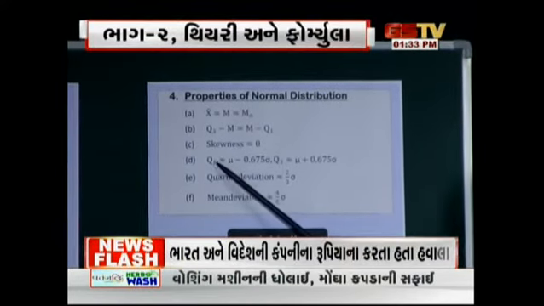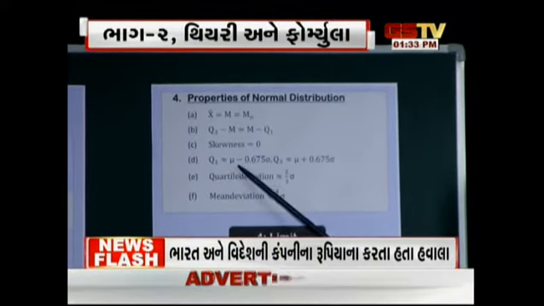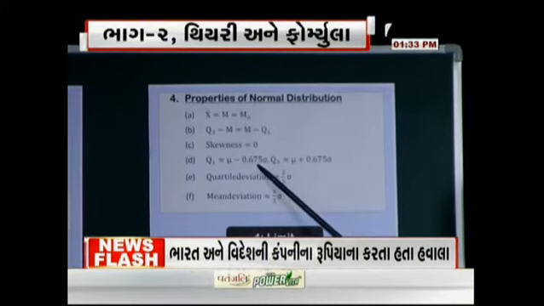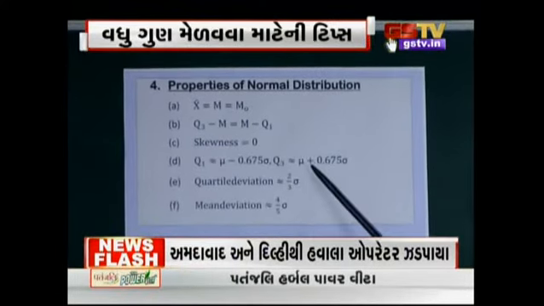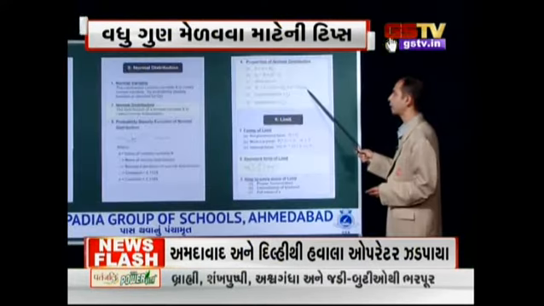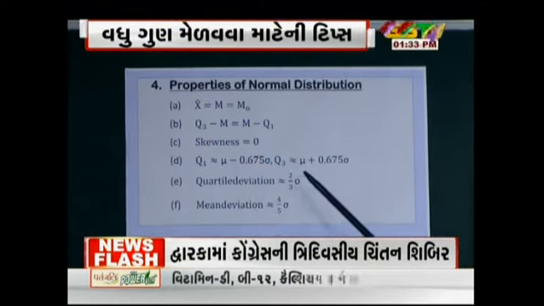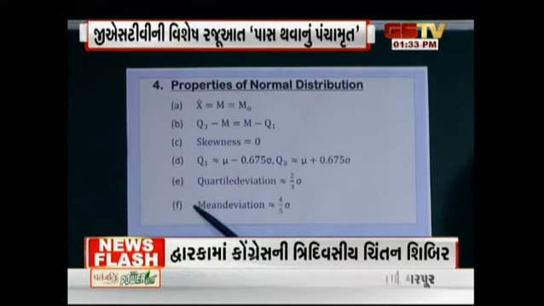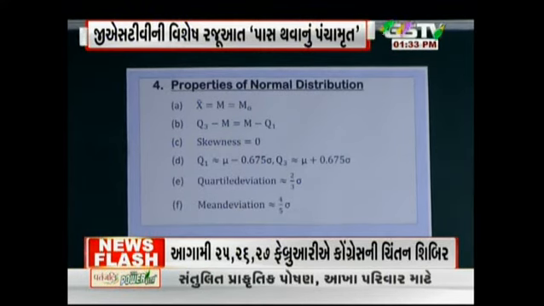Next, Q1 is equal to mu minus 0.675 delta and the value of Q3 is equal to mu plus 0.675 delta. To find quartile deviation, we have to use a formula 2 upon 3 delta and mean deviation is equal to 4 upon 5 delta.